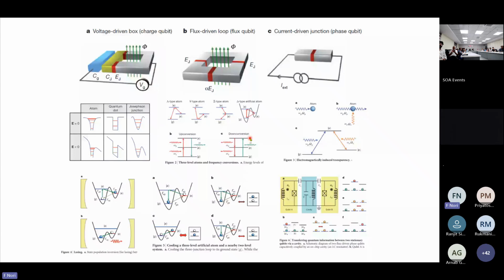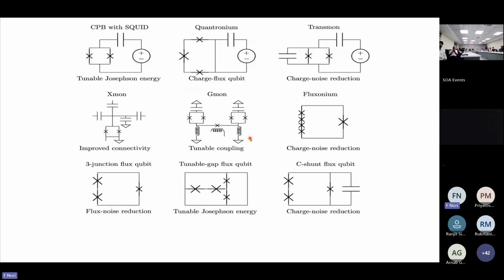Now we have long reviews, which are like 100 pages long or something like this, where we're looking at the more recent versions, which are essentially the same ones I showed before, but slightly modified. This Cooper pair box with a SQUID, controlling transmon. But the question is, what do you want? You want tunable Josephson energy? You want charge noise reduction? Or you want tunable coupling? You want improved connectivity? You want flux noise reduction or charge noise reduction?